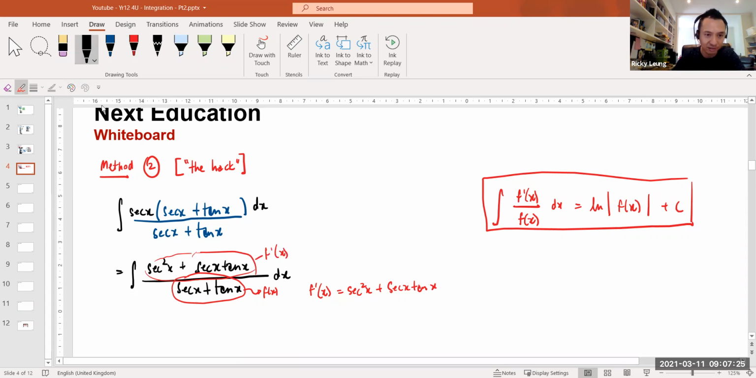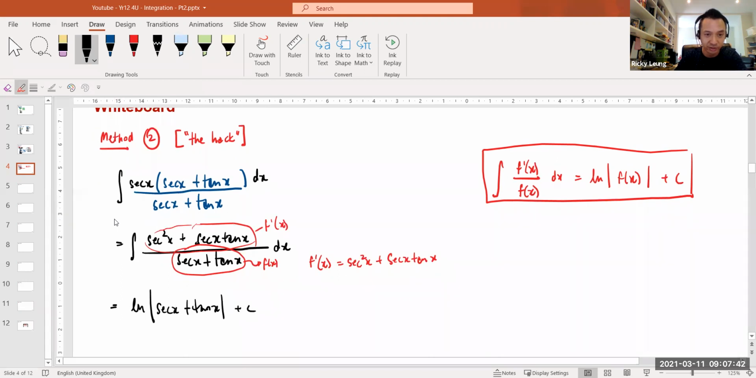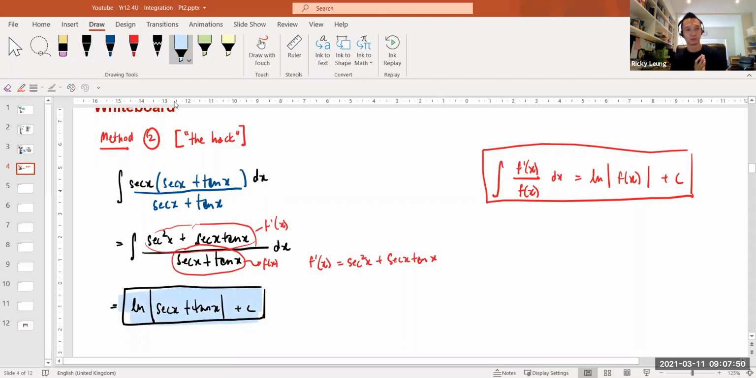So my answer is quite simply, if the derivative of a function is upstairs of a fraction, then when I integrate, my answer is just ln of the function plus c. That's the answer, right? So you literally get it in like 2 steps. 1, 2, and you're there. If you know this hack, that's amazing, right?